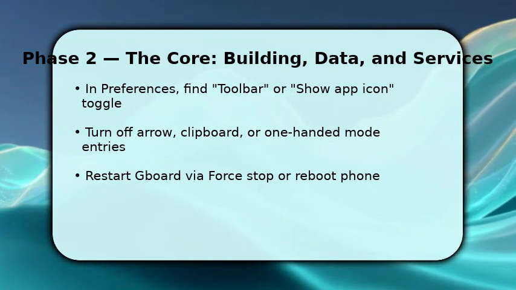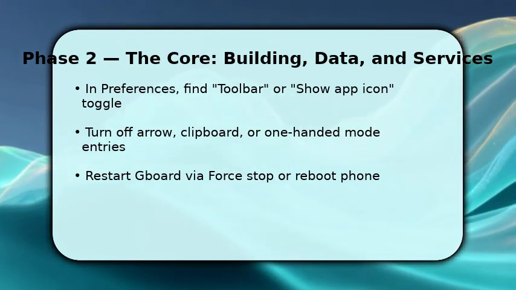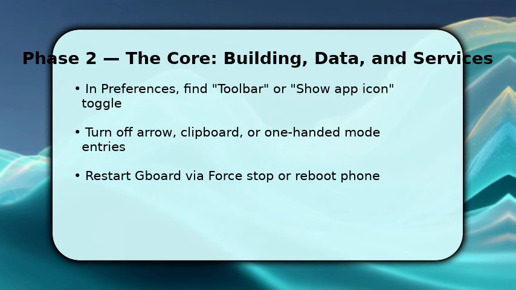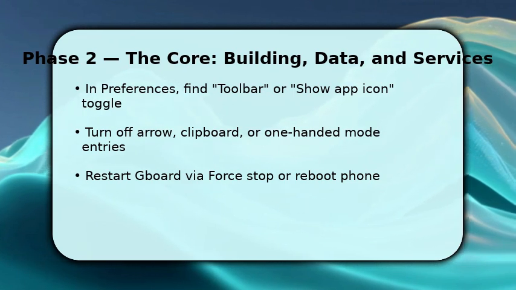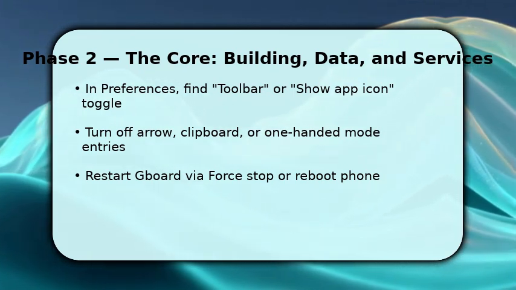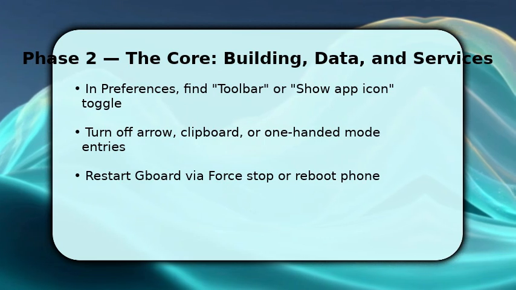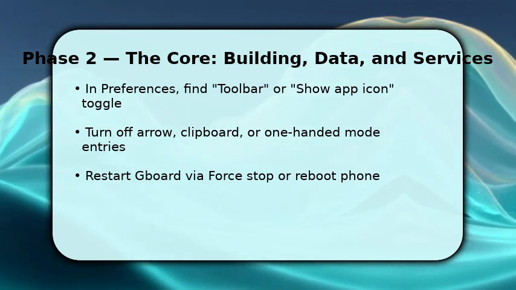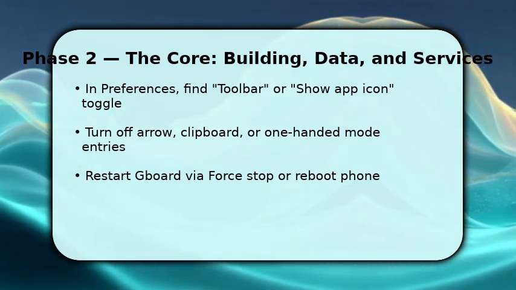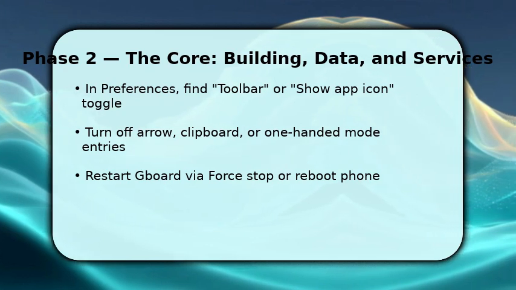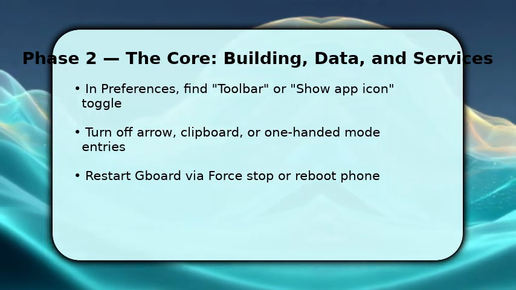Look for labels like Toolbar, Show App Icon, or Layout options. Once found, switch the arrow, clipboard, or extra toolbar items off. This removes the persistent arrow. If you don't see the exact label, check Advanced Settings and Layouts for one-handed or floating keyboard options and disable them. After toggling, force stop Gboard from App Info or reboot the phone to ensure the change persists.